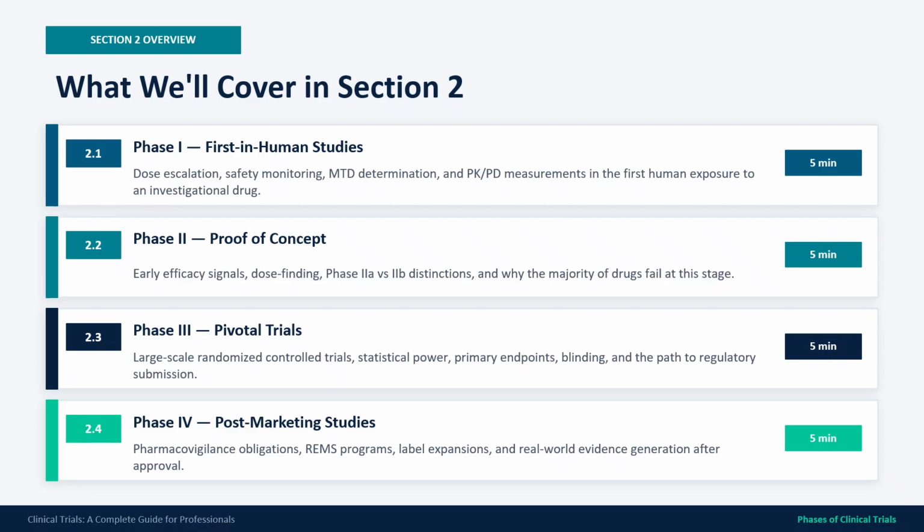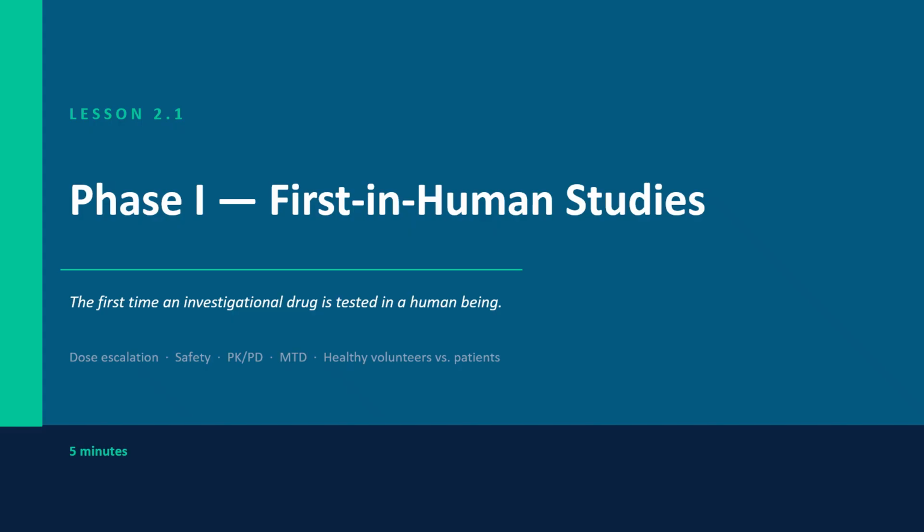By the end of this section, you'll see clearly how the phases build on each other, from a handful of volunteers in a Phase 1 unit all the way to millions of patients in post-marketing surveillance. Let's begin with Lesson 2.1. Lesson 2.1 covers Phase 1, the first time an investigational drug is given to a human being. This is one of the most carefully monitored moments in all of clinical research, and understanding how it works gives you the foundation for everything that follows.